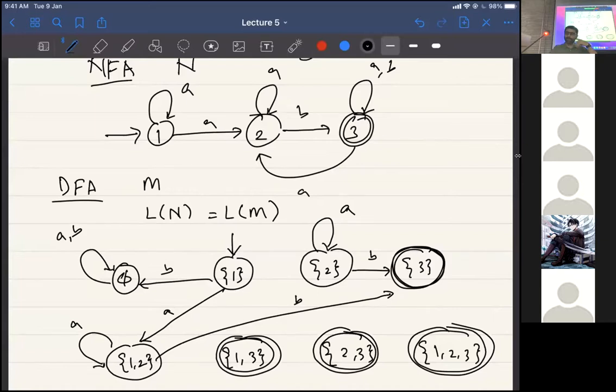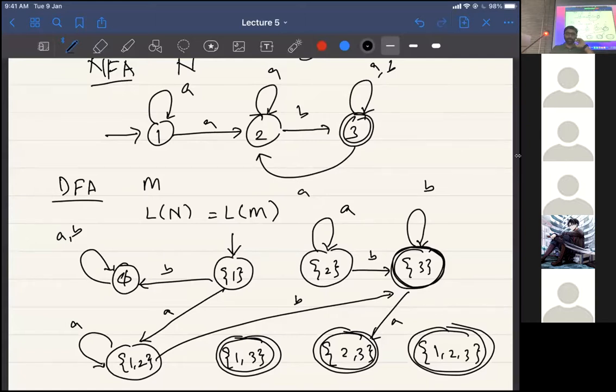So let's talk about state 3. What happens when the machine is in state 3 and it reads A? It either stays in state 3 or goes to 2. So it means that it goes to 2, 3. What happens when the machine is in state 3 and reads B? Where does it go? It doesn't go anywhere. So we are done with five states.